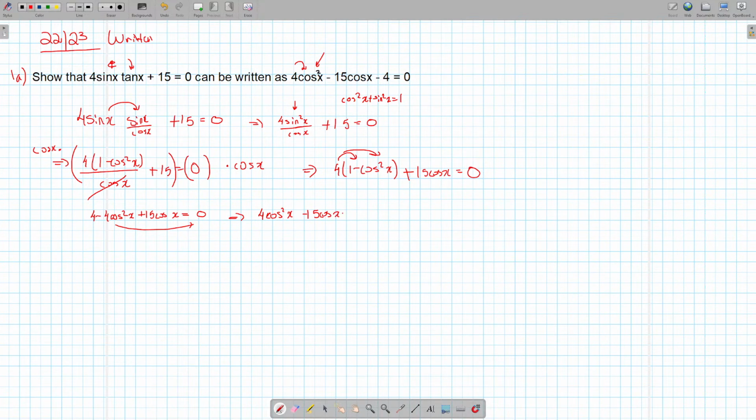And as you can see here, we showed that it can be rewritten like this.